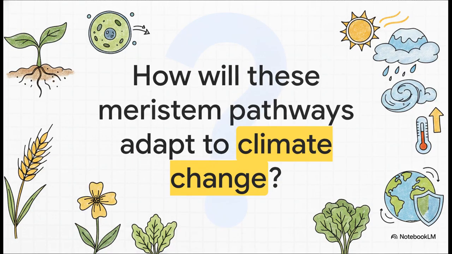As we wrap up this explainer, I want to leave you with a thought to ponder. We've just seen how unbelievably sensitive this transition is to precise temperatures, day lengths, and light quality. So as our global climates rapidly shift, understanding these delicate stem cell pathways isn't just fascinating biology anymore. It is absolutely crucial for the future resilience of our global food supply. How will these intricate pathways adapt?